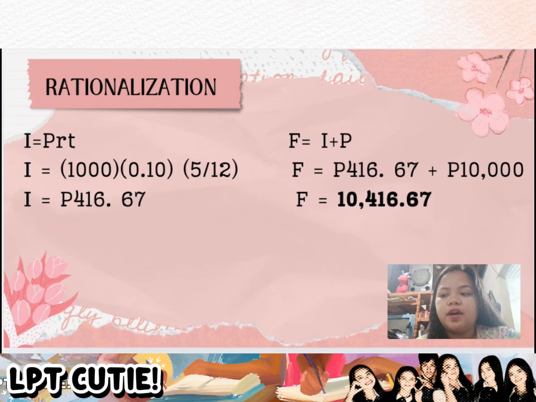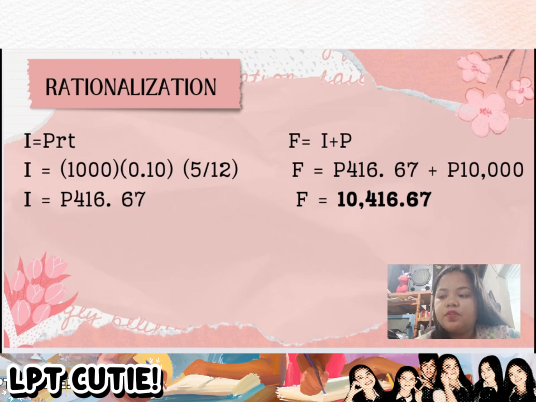After that, we are going to substitute. From I is equal to PRT, our principal is 10,000. And then our rate is 10%, which we are going to convert into a decimal, so we have 0.10. And then our time, since we have 5 months, is 5 over 12. So where did we get the 12? In a year we have 12 months, right? So 5 over 12. And after that we are going to multiply those: 10,000 times 0.10 times 5 over 12.